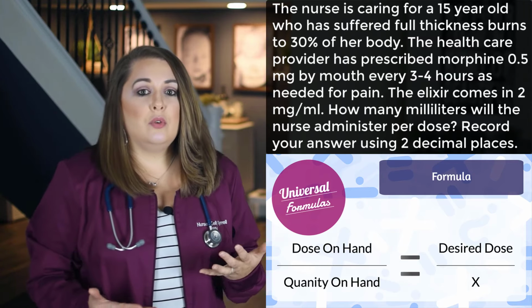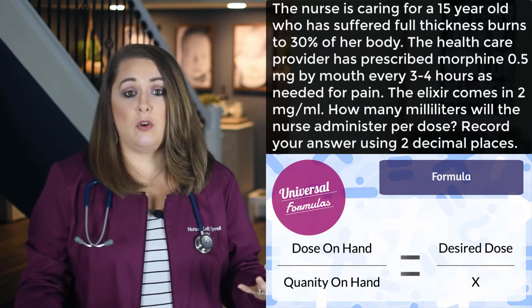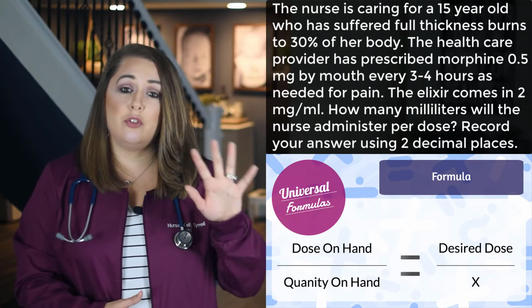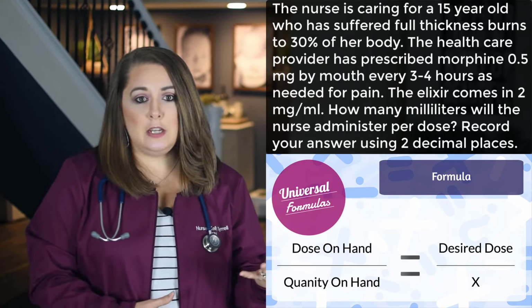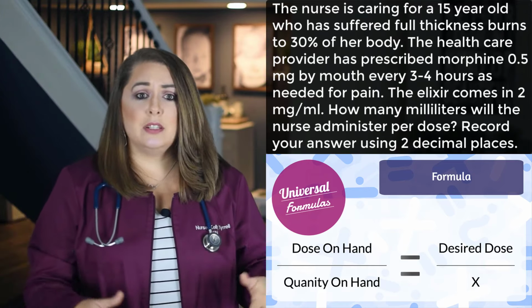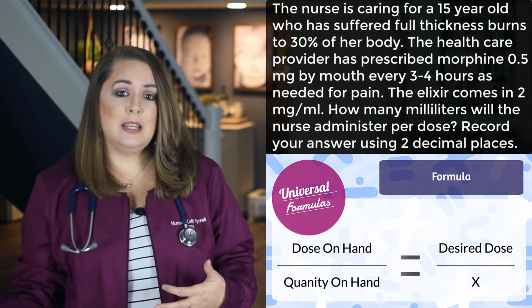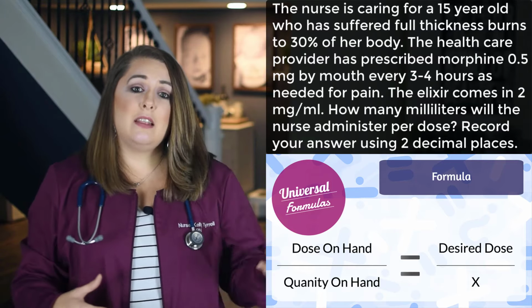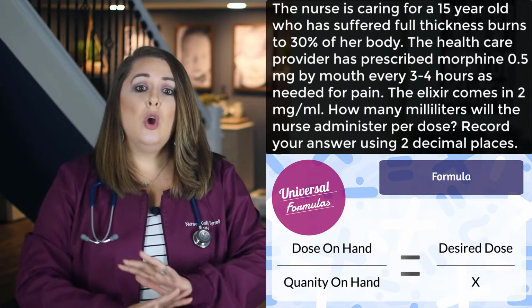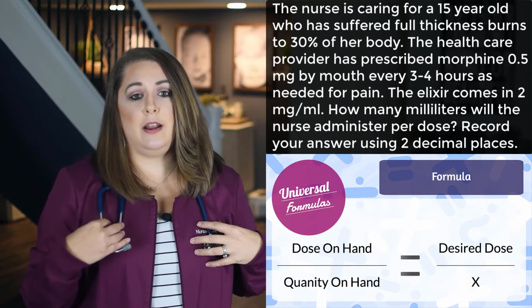Okay, so let's weed through the question and pick out our key numbers that we need to plug into our formula. Again, we're going to ignore irrelevant numbers that are placed in the question to throw you off. Like for example, a 15-year-old and burns on 30% of her body and every 3 to 4 hours. So this question is looking for X ml, so it doesn't matter how old she is or what percentage of burn she has on her body and the frequency of the medication. None of those will help us solve for X in this question. So we are not going to get thrown off by those numbers. We're just going to put those off to the side for now.